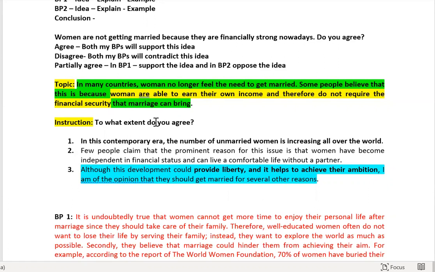Otherwise, most of the topics would be related to normal life, like what are the benefits of, some people say that arranged marriage is good or love marriage is good, discuss the advantages and disadvantages. So all the questions will be related to normal life. And again, second thing, you don't have to write so many ideas. You only need to identify two ideas, one for BP1, one for BP2.